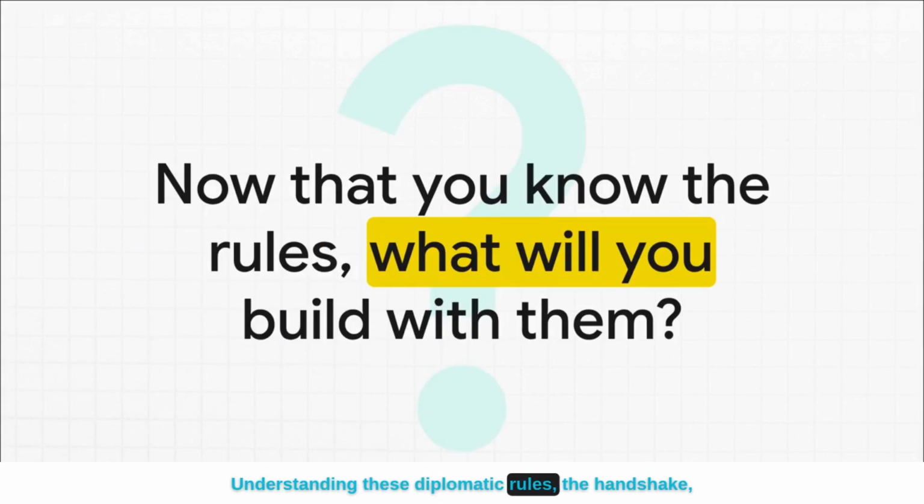Understanding these diplomatic rules, the handshake, the mission, and the debrief, is the absolute first, critical step to building that automated future. It gives us the stability and the predictability that we need for complex AI systems to actually work together. So the only question left is, now that you know the rules of the game, what are you going to build with them?